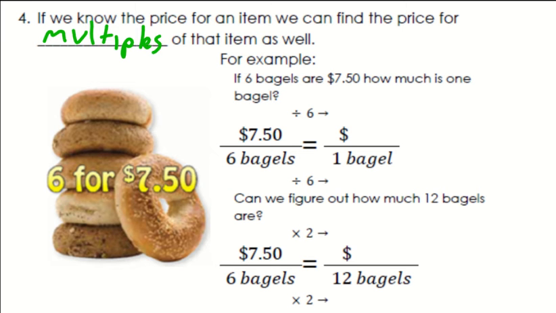So the example here, you got $7.50 for 6 bagels. For 1 bagel, all we would have to do is $7.50 divided by 6. That's what we've been doing. That gives us $1.25. Down here at the bottom, we got $7.50 for 6 bagels. It wants to know how much for 12 bagels. Well, all that is doubling it, right? 6 to 12 times 2. So you would do the same thing on the top, times 2.